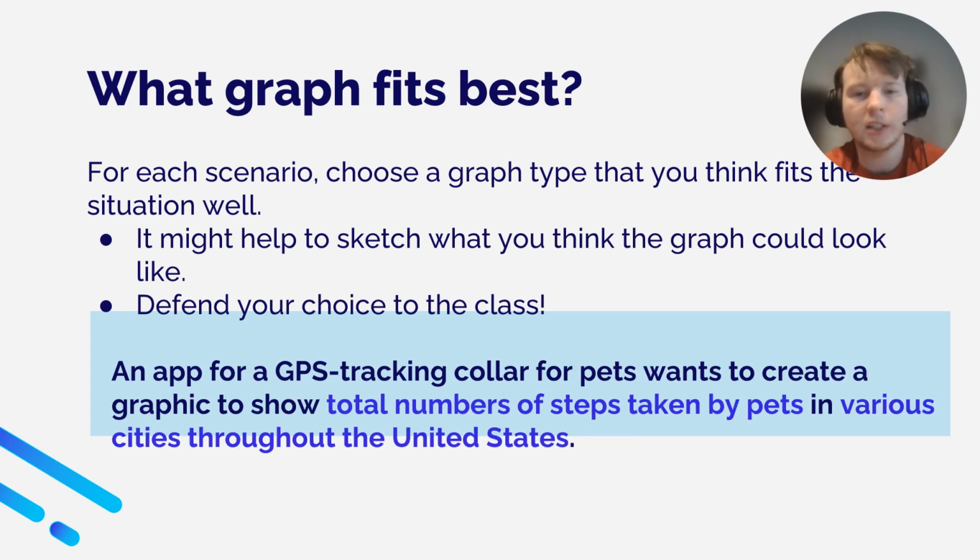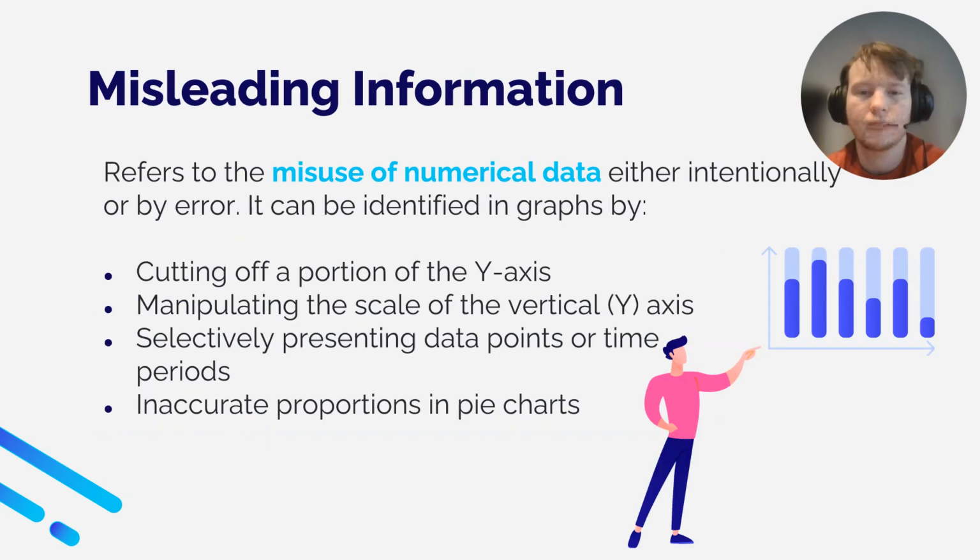Finally, an app for a GPS tracking collar for pets wants to create a graphic to show the total numbers of steps taken by pets in various cities throughout the United States. This one is a little bit trickier because we do have this location element, so students probably want to choose a graphic that has some kind of map on it. One popular answer might be a bubble chart that has bubbles of different sizes for different cities in the United States, so that location information is preserved, but we also have a sense for the number of steps.